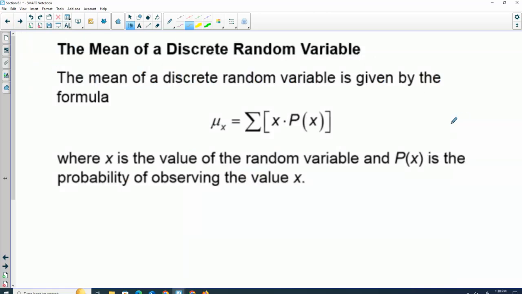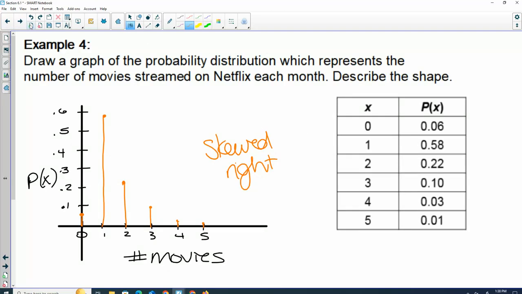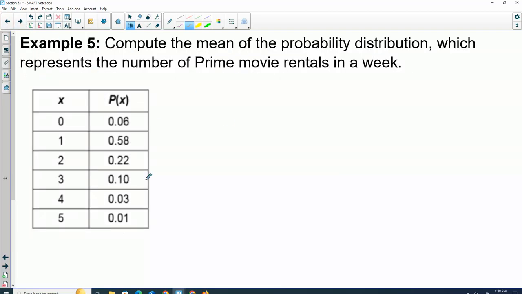So the mean of these, actually in comparison to all the calculations we've done, is a pretty basic one. What does the symbol mean? The sum. We add up x times p of x. So if I wanted to do that for this distribution, X is representing the number of prime movie rentals in a week, and then we have our probability. So if I'm doing it by hand, we basically add another column, X times P of X. We are just going to multiply the X value times the probability.